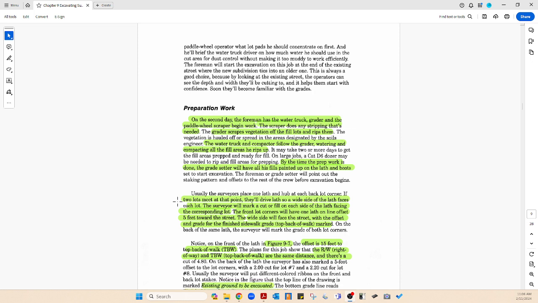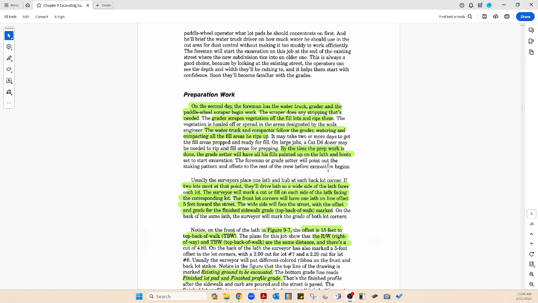Let's see if there's some things in here. Each backlot. They're here. Look right here. It says usually the surveyors place one lath and hub at each backlot corner.